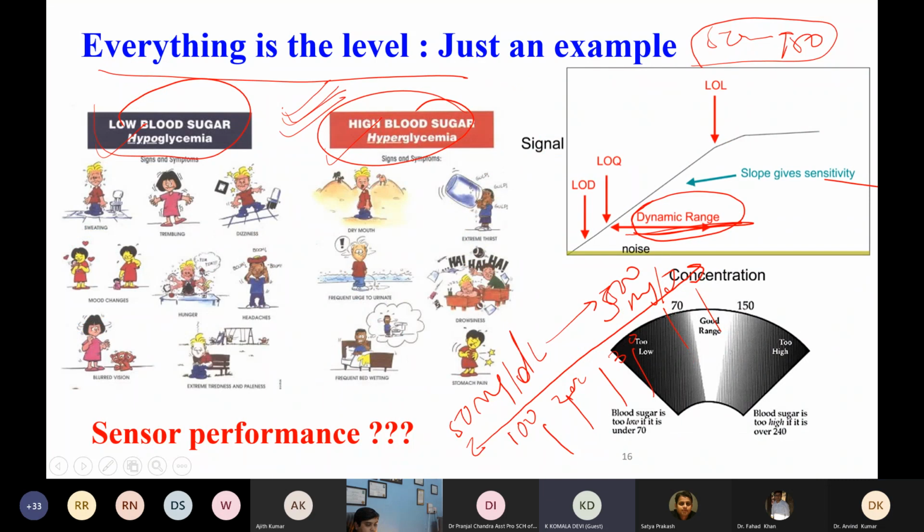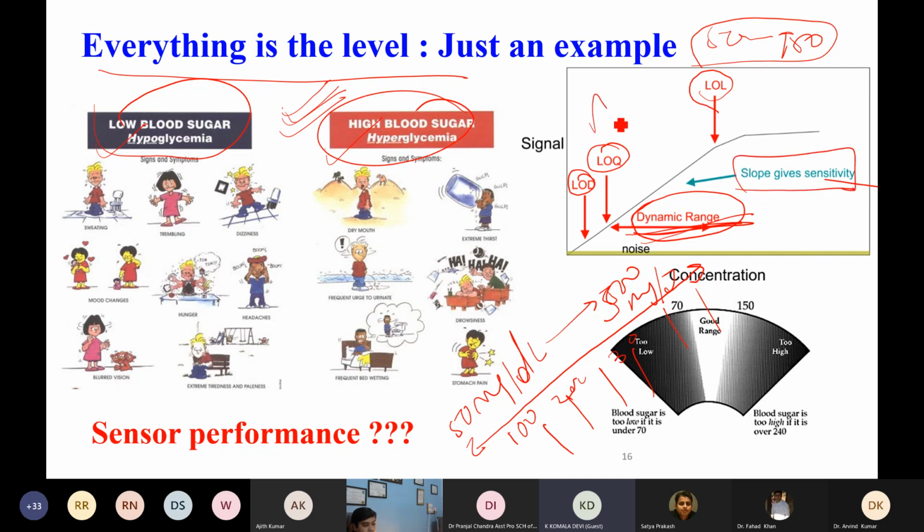Okay. So this is the meaning of dynamic range. It should be as wide as possible. Numerically, this is the limit of quantification, this is the limit of detection, this is the limit of linearity, and this gives the sensitivity of the sensor.